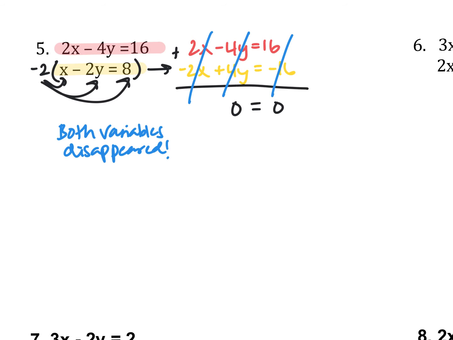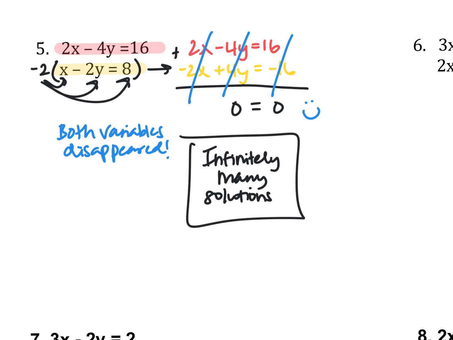Right? But wait a minute. 0 does equal 0. We're happy in this case. So it's not going to be no solution. It's not going to be one solution. It's going to be infinitely many solutions. So just like what we learned about before.